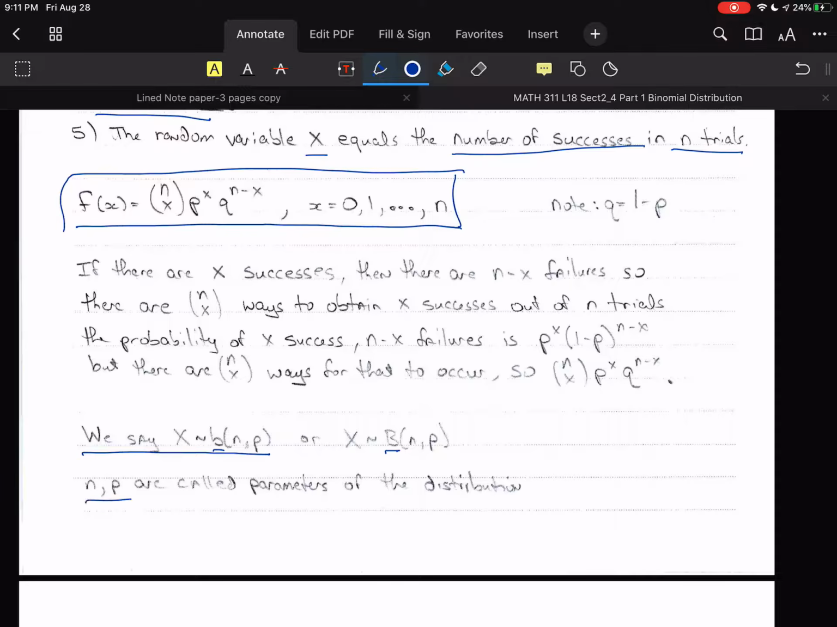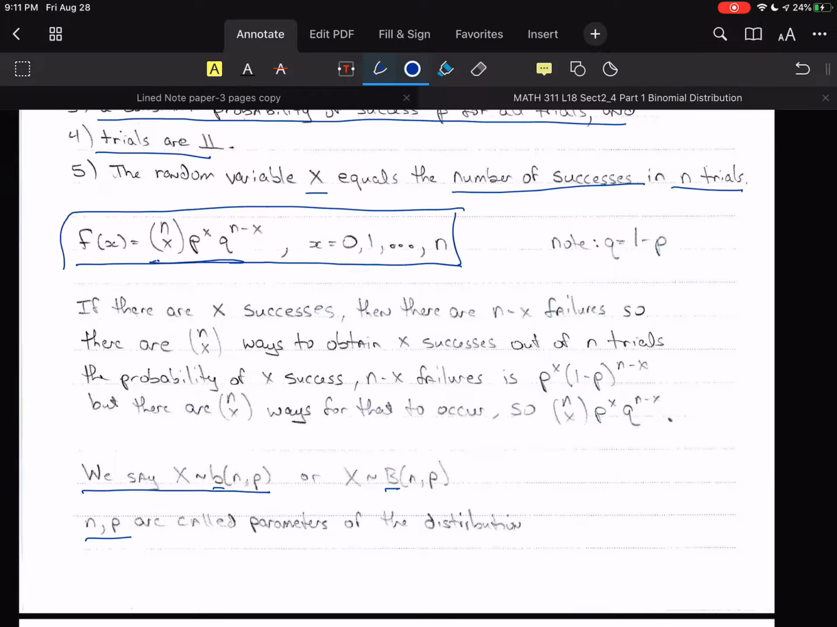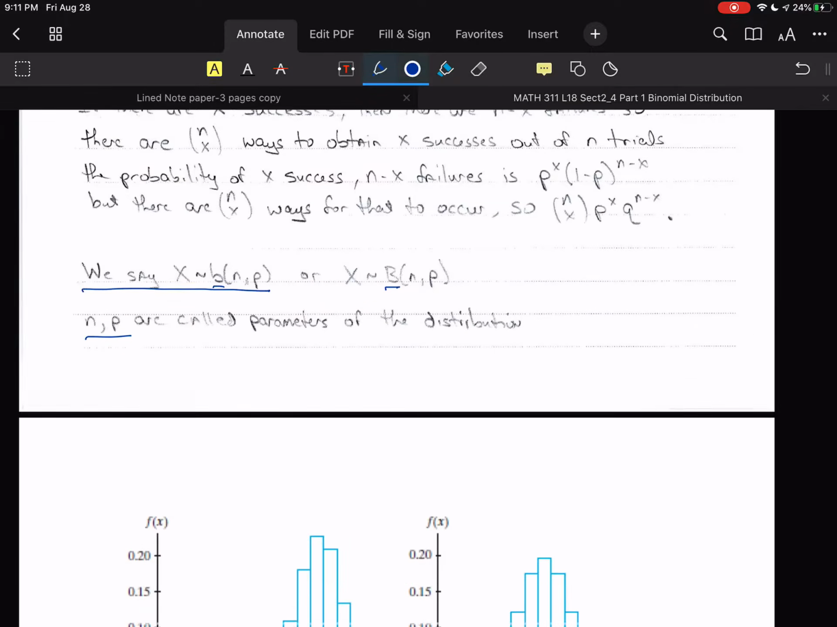So n and p are called our parameters of the distribution because if we know n and p, then we have our distribution, we can define our distribution. So the only thing that would be left unknown in this would be x if we have n and p, because q is 1 minus p.